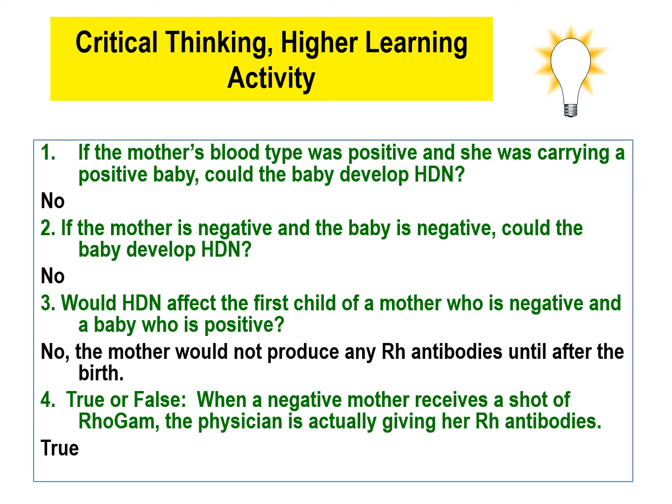Okay, so would a hemolytic disease of the newborn affect the first child of a mother who is negative and a baby who is positive? No, right? We talked about that. The mother would not produce any Rh antibodies until after she gave birth to that baby, right? Because she's not going to be exposed to those cells until right near the end, and then it's going to take her some time to build up those antibodies to it. So consequently, it usually does not affect that first birth, right?